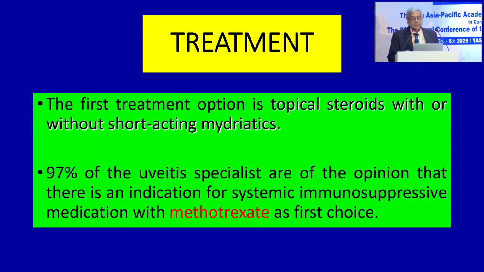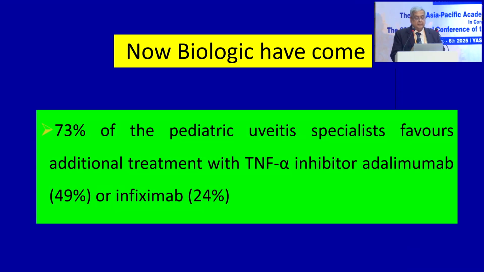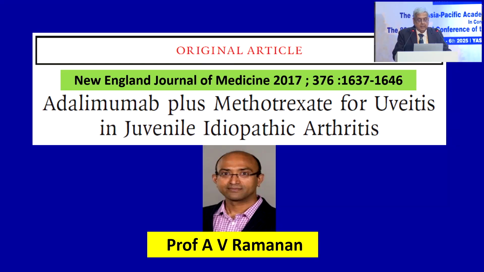The first treatment option is topical steroids with or without short-acting mydriatics, but you should not use topical steroids for a very long time. They develop cataract, and you should switch over to non-steroidal anti-inflammatory agents. Put the patients on methotrexate or biologics. 97% of the uveitis specialists are of the opinion that there is an indication for systemic immunosuppressive medication with methotrexate as the first choice. Use of methotrexate in juvenile idiopathic arthritis has been found to be a very efficient and tolerable drug in children with JIA. Now biologics have come. 73% of the pediatric uveitis specialists favor additional treatment with a TNF-alpha inhibitor, adalimumab or infliximab. Adalimumab is the most preferred choice. And this is an elegant study by Professor Ramanan, adalimumab plus methotrexate for uveitis in juvenile idiopathic arthritis.